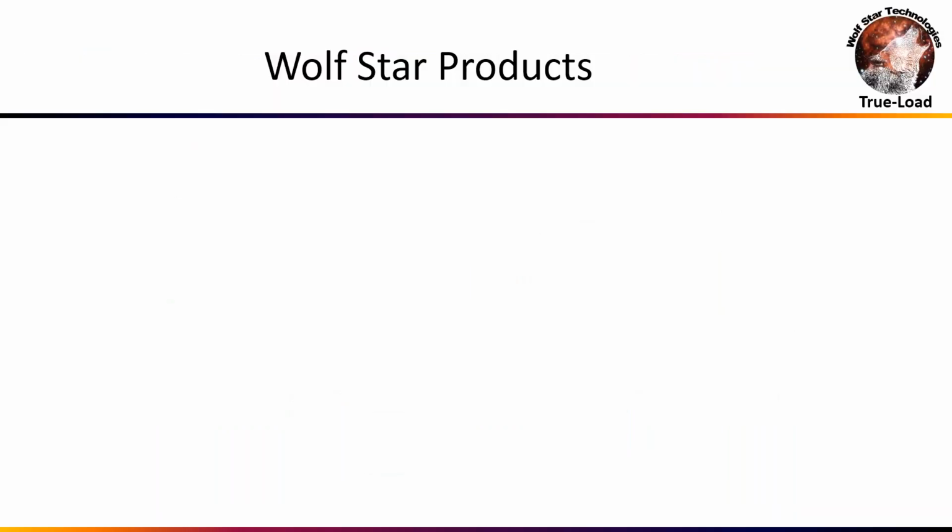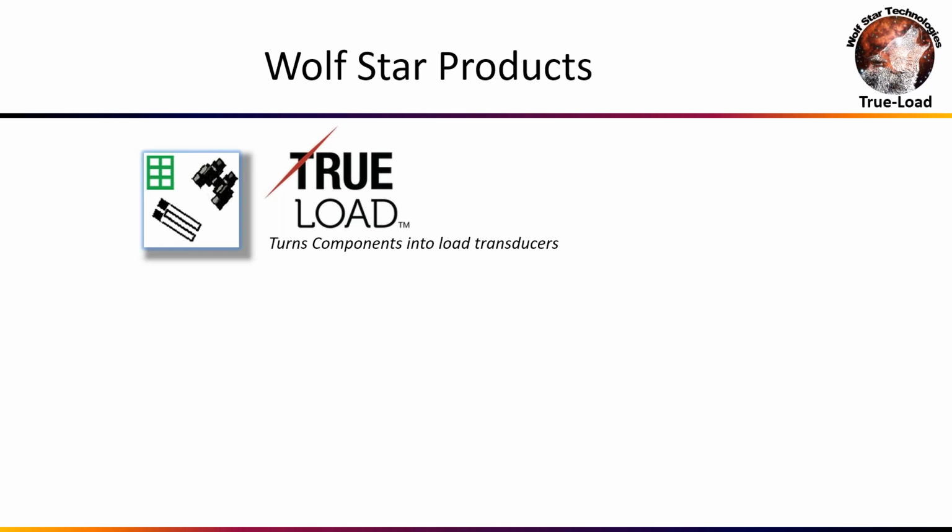Real briefly, the products from Wolfstar Technologies. True Load is our flagship product. Basically, True Load turns components into load transducers. We do this by having the user place unit loads on their FEA model. We take a look at all those unit loads, come up with idealized strain gauge locations, and extract a correlation matrix. We have the users place the strain gauges on the physical parts and collect the strains. Once you've collected those physical strains, we take those measured strains, multiply them by that correlation matrix to back calculate the loads. We're basically making a load transducer out of your part.